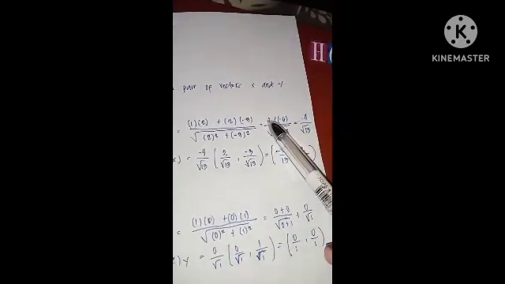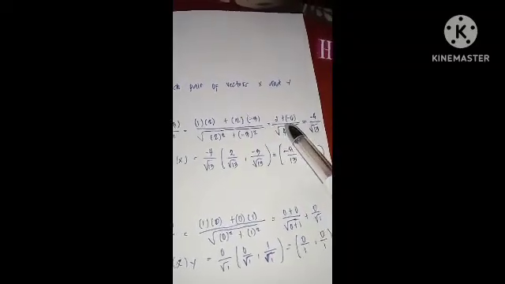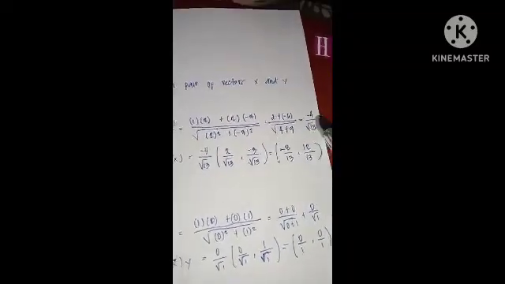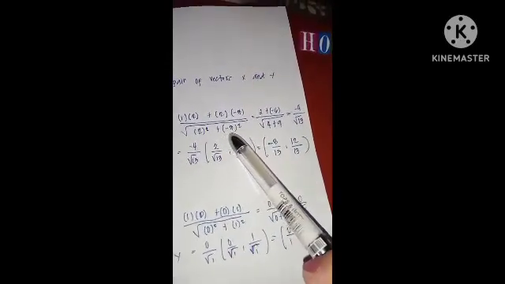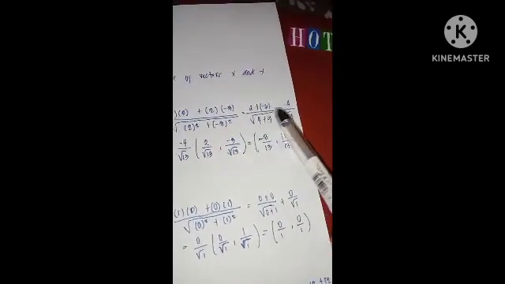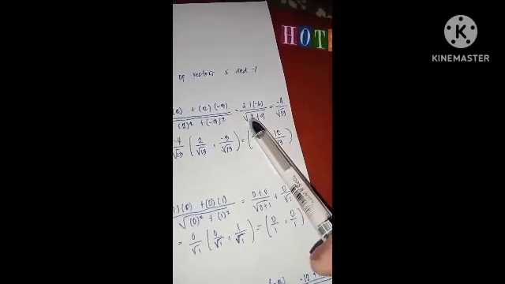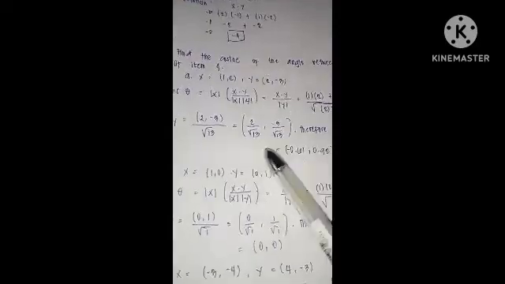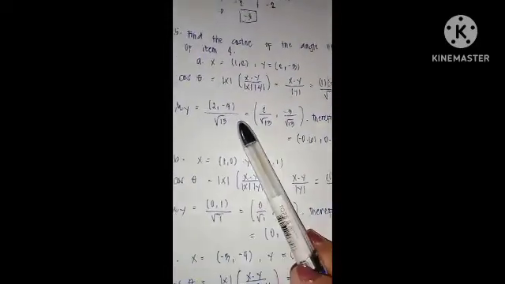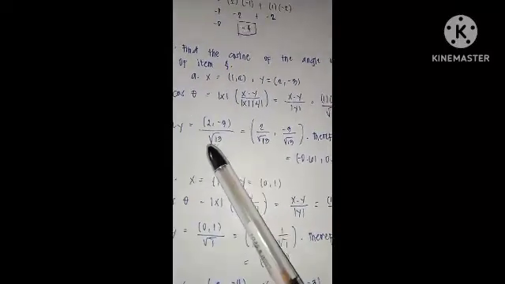So 1 times 2 is 2, and 2 times negative 3 is negative 6. 2 to the power of 2 is 4. Negative 3 to the power of 2 is 9. So 2 plus negative 6 equals negative 4, over the square root of 4 plus 9, which is the square root of 13. So the magnitude of y is (2, -3) over the square root of 13.